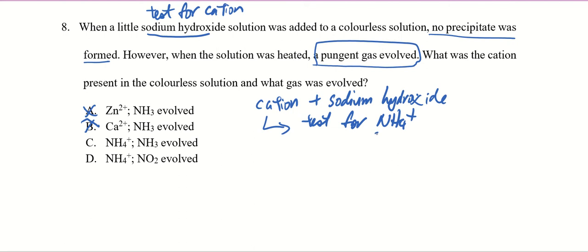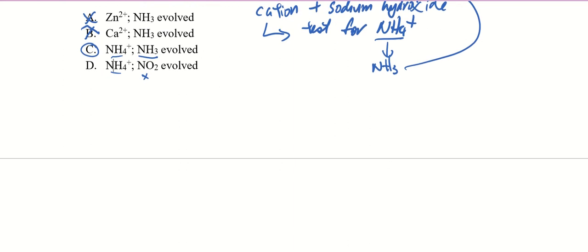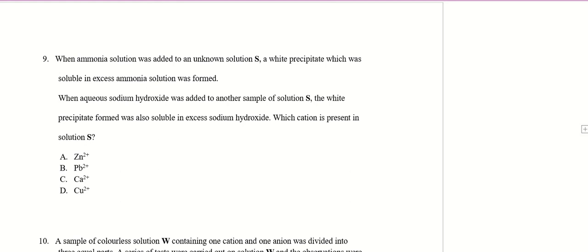And how do you know the ammonium ion is present? That is if ammonia gas was evolved, and that is what we got here, a pungent gas, which means we know that it is an ammonium ion, and that the pungent gas evolved was ammonia, not nitrogen dioxide. Therefore, the answer is C. Alright, so now let's take a look at a couple more questions before we end off this video.